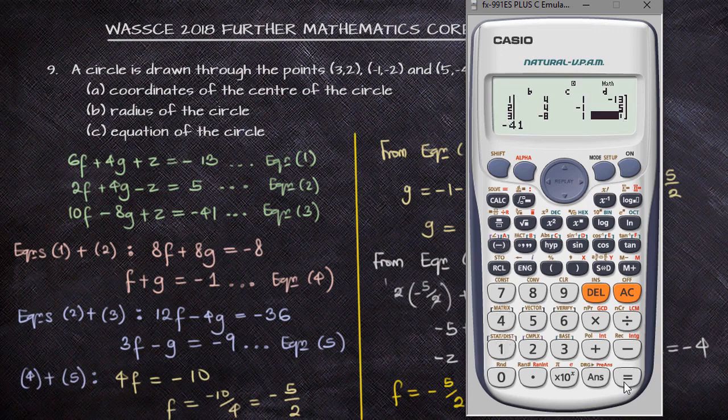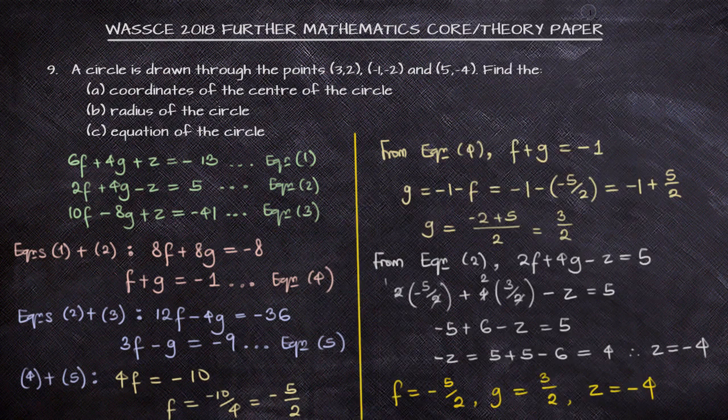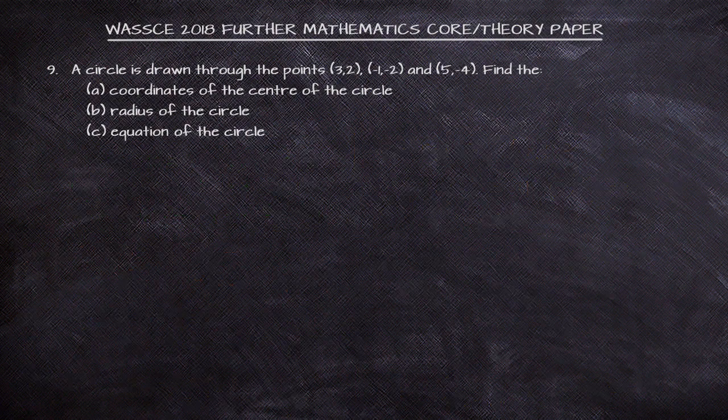Alright. Now if I press equal to, now my x, which is the variable the calculator is using, is minus 5 over 2, y is 3 over 2, and z is minus 4. So I'm actually good to go with the values I obtained. I can move ahead to try and solve my questions as asked for the circle. So now going back to the equation that I started with.